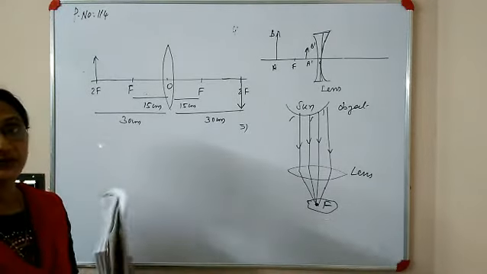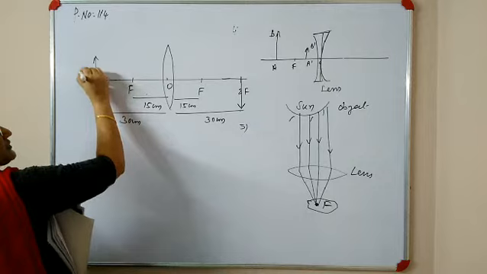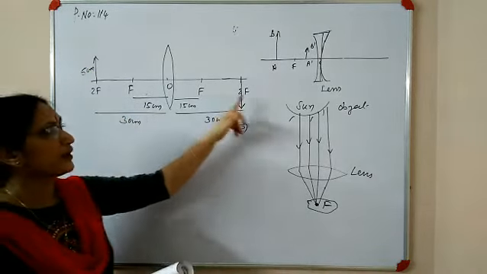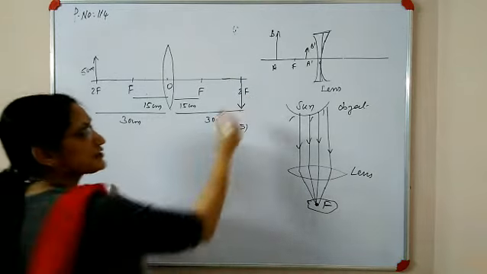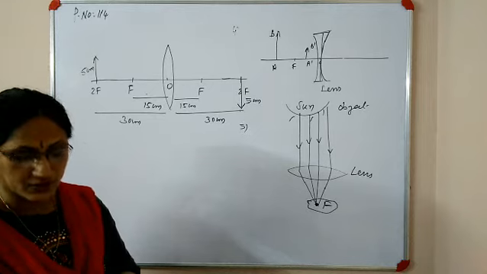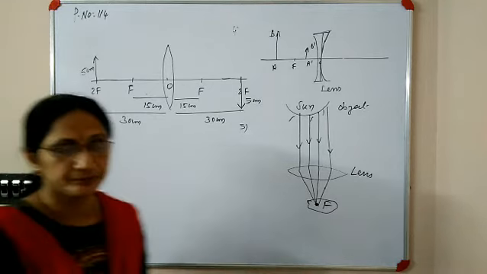What is the size of the image? Size of this object is given, 5 centimeter. When the object is at 2F, image also forms at 2F and size is also the same. Okay, so size of the image is also 5 centimeter.